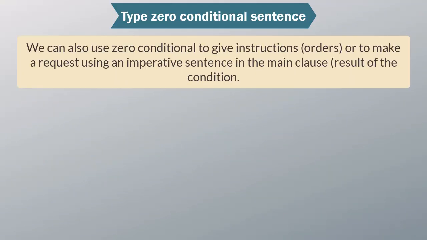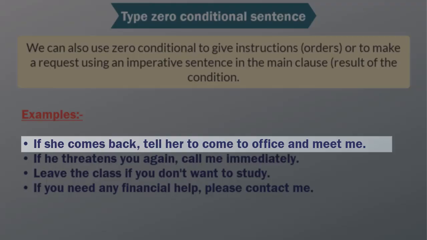Guys, we also use zero conditional sentences to give instructions, make a request, or give an order, using imperative sentences in the main clause, in the result clause, right? Let me show you some examples. If she calls back, tell her to come to office and meet me. If this happens, what is that? If she calls back, if this is the condition, tell her to come to office and meet me. Do this, that's an order.